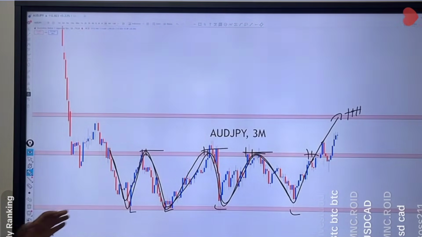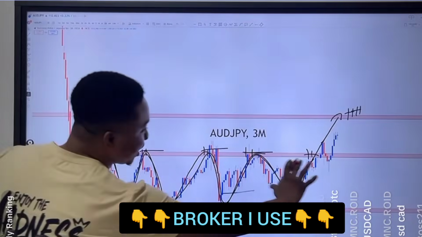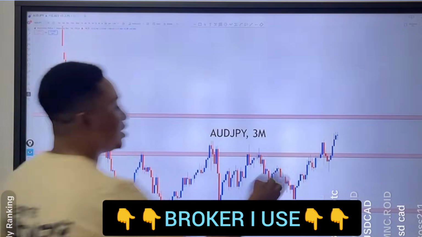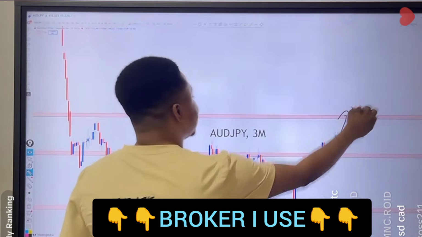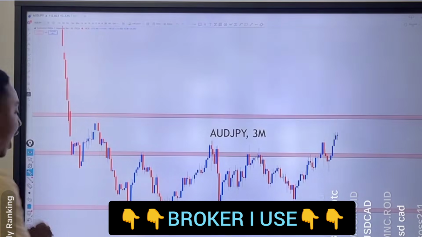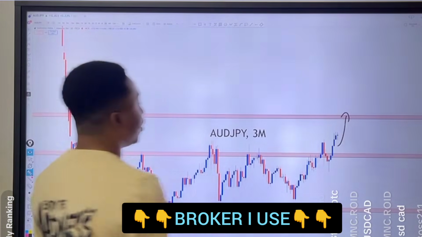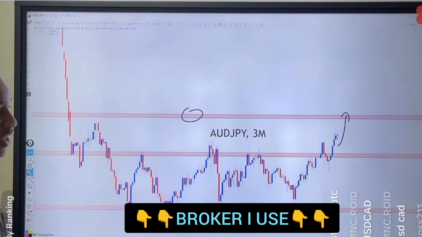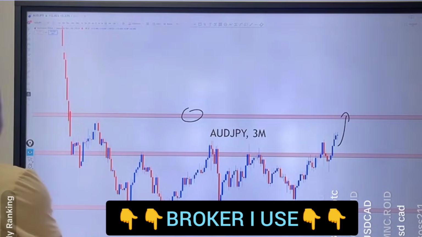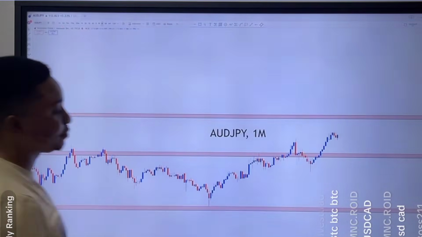So AUD JPY on the 3 months, price has broken above a range and is going to touch the next resistance as a higher high. Now, how do we buy to complete the next move on this resistance? Let's take it further again to the monthly.